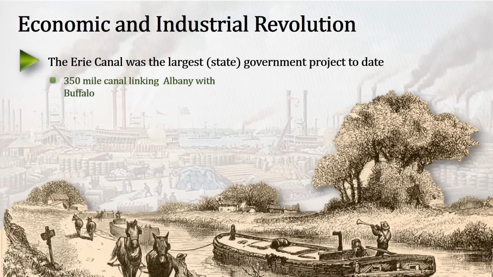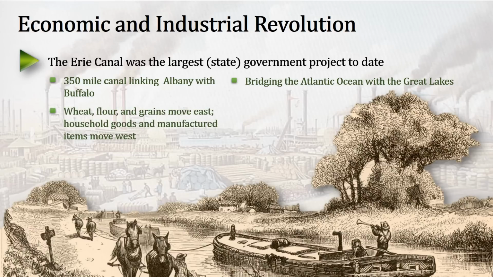It was a 350-mile canal that linked Albany with Buffalo, and this bridges the commerce of the Atlantic Ocean with that of the Great Lakes. Wheat, flour, grains, all going to move east, and then household goods and manufactured items coming from the manufacturing centers of the East or from Europe are going to move along the canal to go west. Prices are going to drop by 90%, making a lot of these goods available to everybody. So the Erie Canal not just facilitates the growth of trade, but it also democratizes consumer goods.